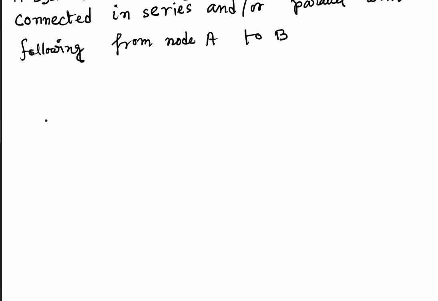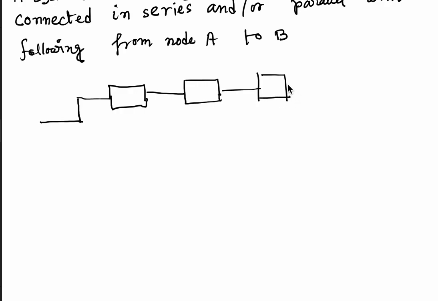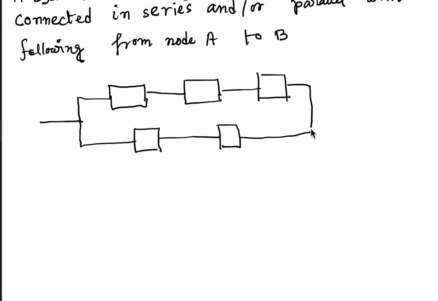So the connection is A. These three components are in series, and these two components are also in series, and these two are in parallel. So this point is A, this point is B.